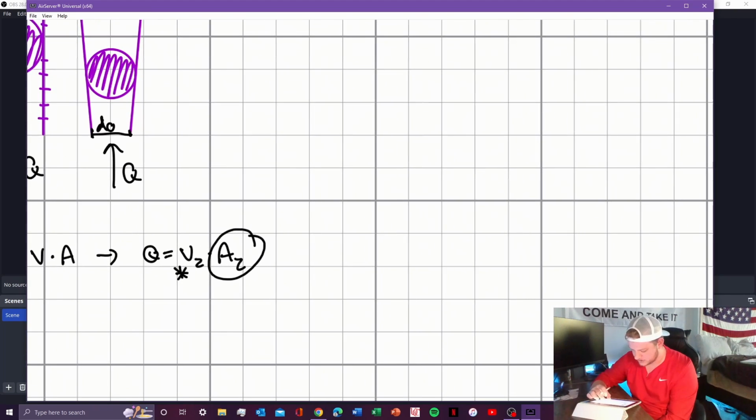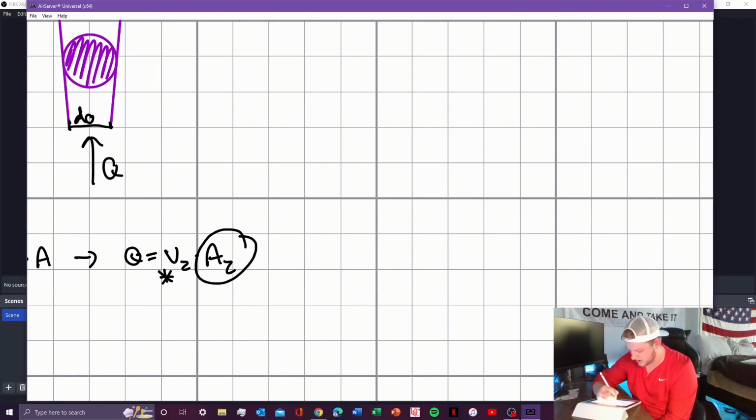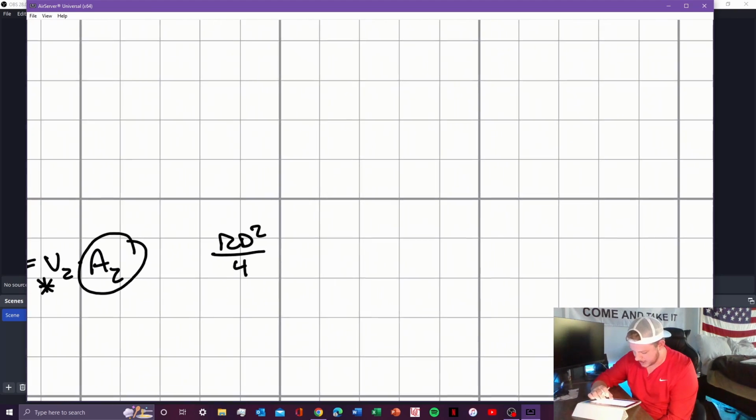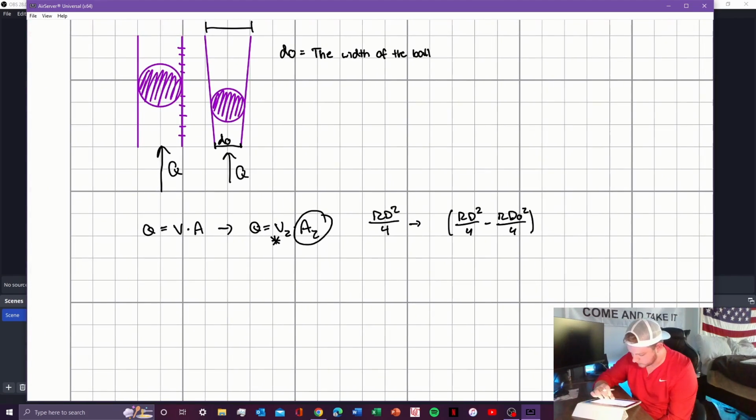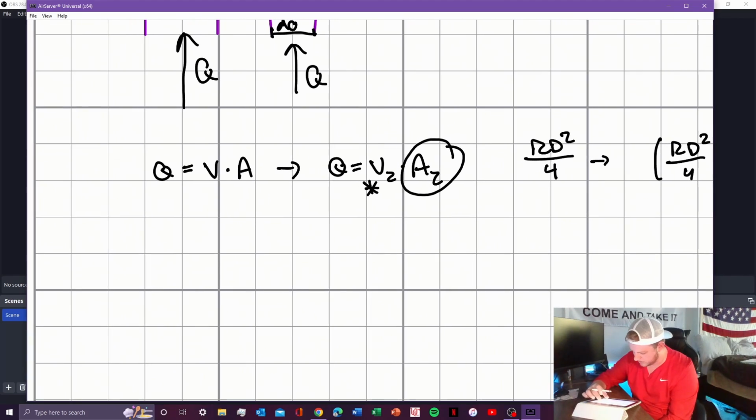Since this is a cylinder and we have the diameter, we know that the area will be pi D2 over 4. And since it's tapered, it will be pi D2 over 4 minus pi D naught squared over 4. So we can plug that into our equation here.